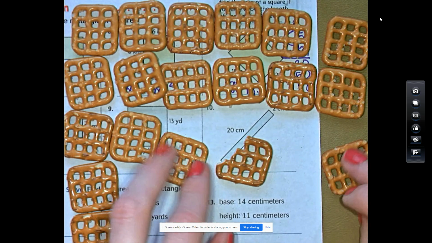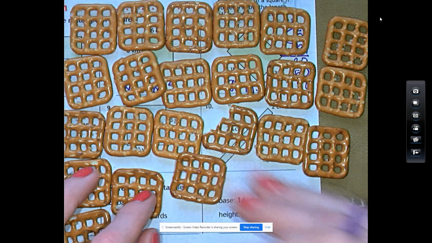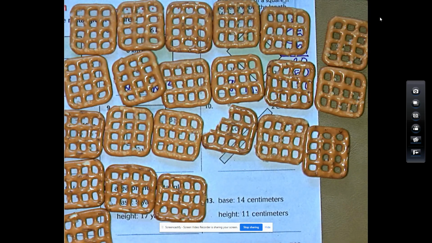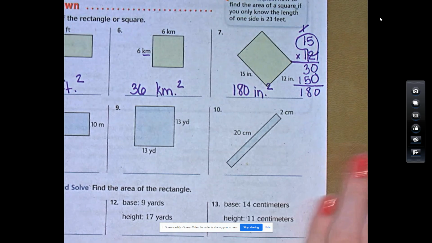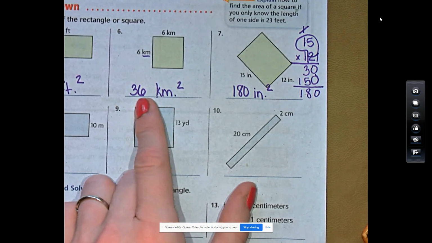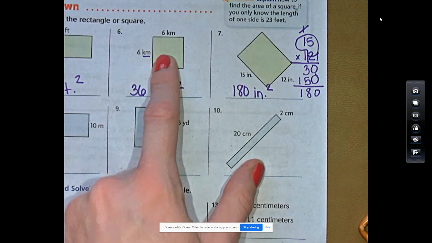Oops, I got a partial one. That's okay. So it would take me 36 because I have 6 on the top side, 6 down the side, and total I would have 36. Now I don't have 36 pretzels, but that's what it's saying. It would take 36 pretzels to cover this shape. Okay. All right.